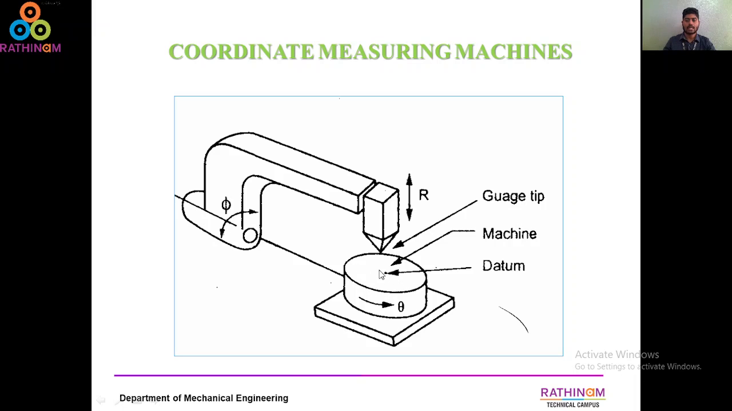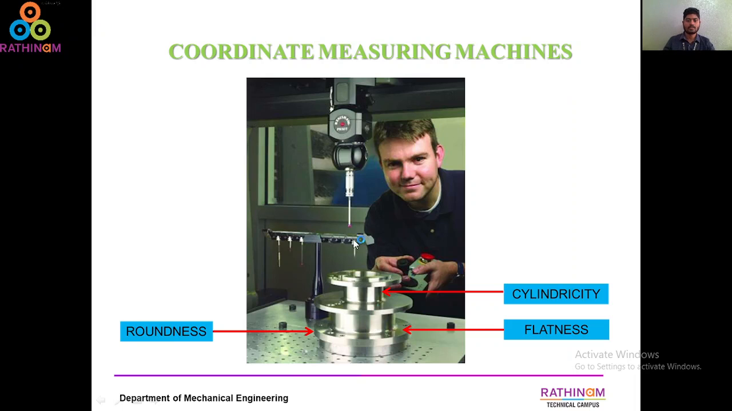and this is a datum line, this is a machine and gauge tip. So it also rotates in this direction. Next, this is the actual figure of a probe, and this is a table, and this is a component.